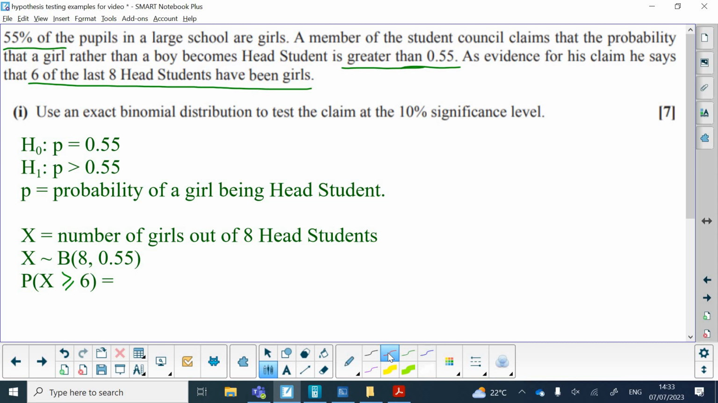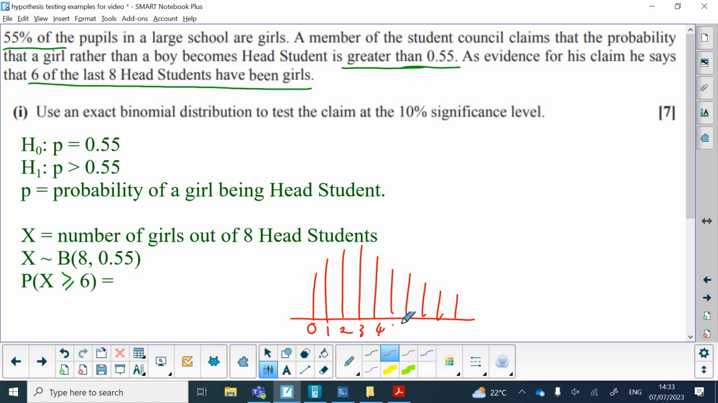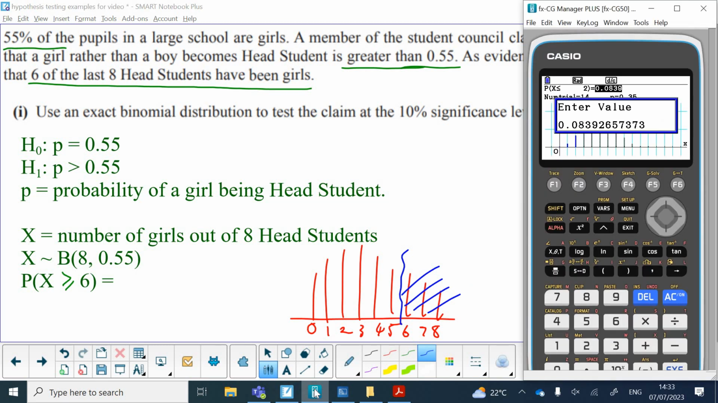Okay, so I'm going to draw myself a little binomial distribution again. 0, 1, 2, 3, 4, 5, 6, 7, 8. I went slightly too far. That's it. So we're looking at the probability of getting something greater than or equal to 6. We're looking at this probability here. That's what we want to find out. We're then going to compare it with the significance level. So first let's find that probability from your calculator.